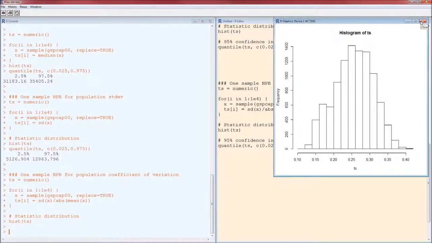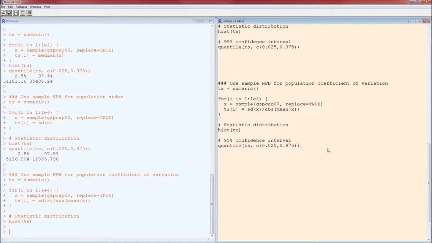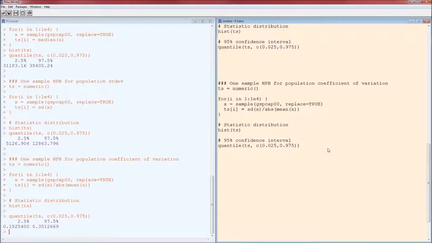By the way, coefficient of variation is a scaled variance, or standard deviation really. It allows you to compare variation across multiple variables much more easily. There's the 95% confidence interval for the coefficient of variation in the population. We're 95% confident that the population coefficient of variation is between 0.15 and 0.35.